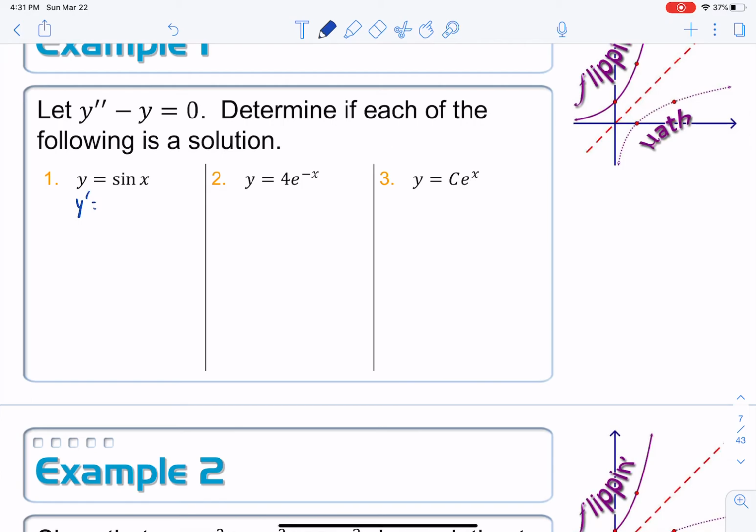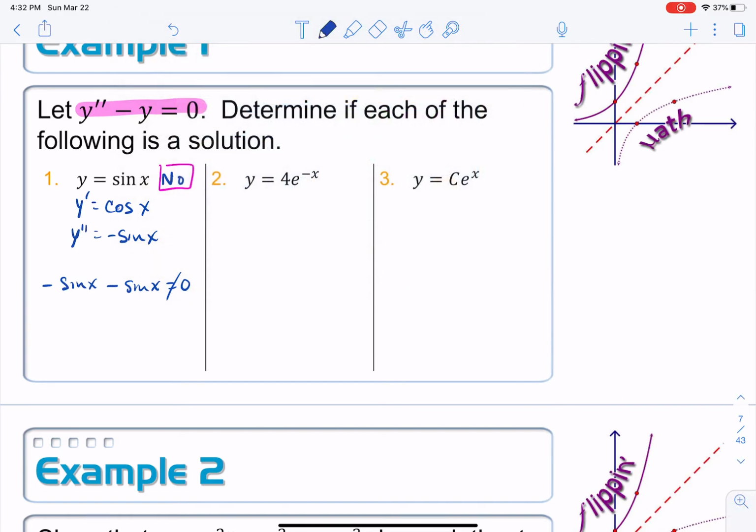So y prime is equal to a cosine x. Y double prime is equal to derivative cosine is negative sine x. And now I'm just going to plug both of these things into this differential equation, see if it's equal to 0. So y double prime is negative sine x minus my y, the original y is sine x. That is not equal to 0. As a matter of fact, it's equal to negative 2 sine x. So this means that this is not a solution to that differential equation. Nope, not going to do it.